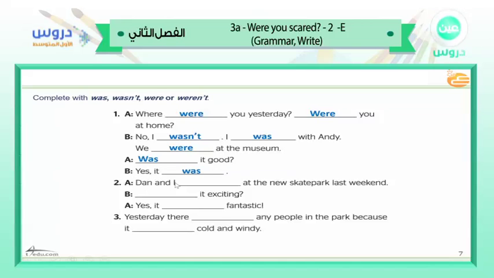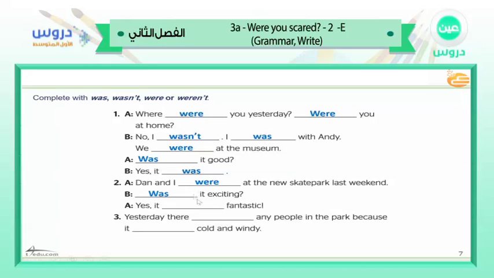Number 2: Dan and I were at the new skate park last weekend. Dan and I, two, plural. Plural, not singular. So we have to say were, exactly. Dan and I were at the new skate park last weekend. B: It's exciting. B is saying it's exciting. And we're talking about the park, okay, the skate park, the new skate park. Only one skate park.